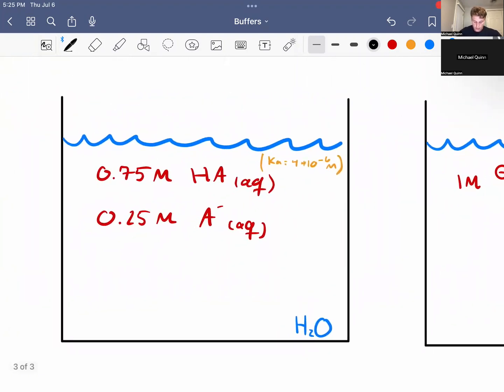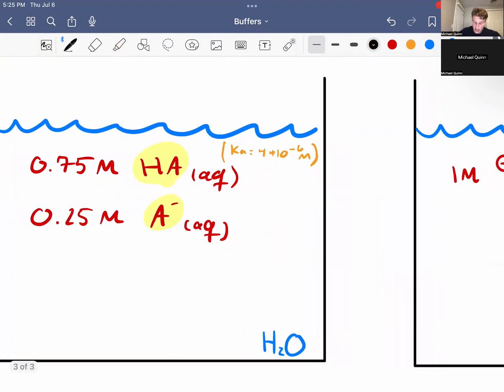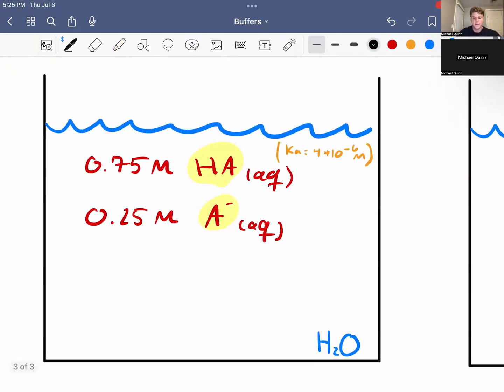So we have 0.75 molar of HA. So HA can mean any acid, and we have 0.25 molar of A minus. So the conjugate base of that acid. So we have an acid and its conjugate base. So the Ka is 4 times 10 to the negative 6. So that falls within the range for our Ka. So we have a weak acid and its conjugate base.